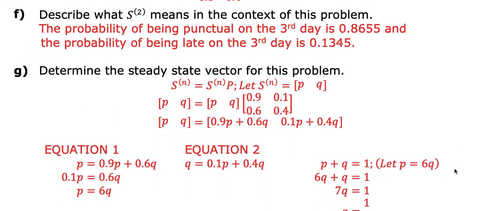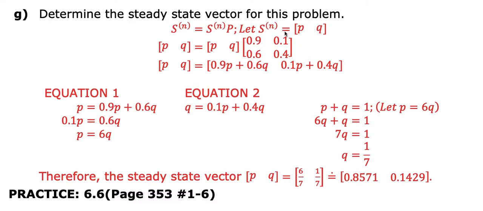Lastly, determine the steady state vector for this problem. We were told that if we have an nth step that is the same whenever you multiply it by the transition matrix, that means no change has occurred, then it's reached a steady state. So assume that PQ is our steady state, and P represents, in this case, punctual, Q, which typically means failure in probability, but in this case it will mean late. So if you were to multiply this through, this would be the resultant matrix.